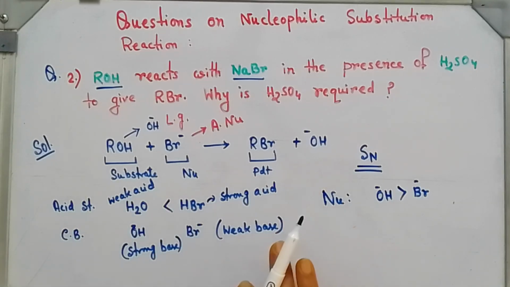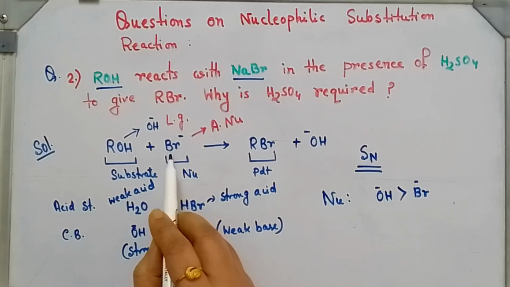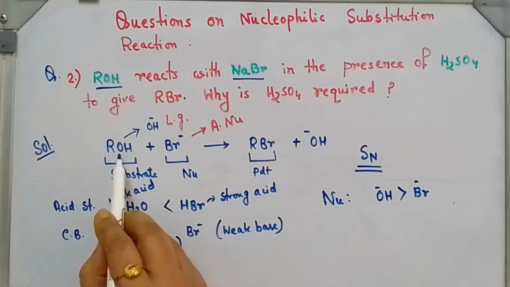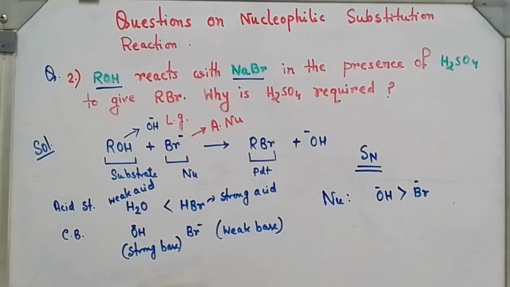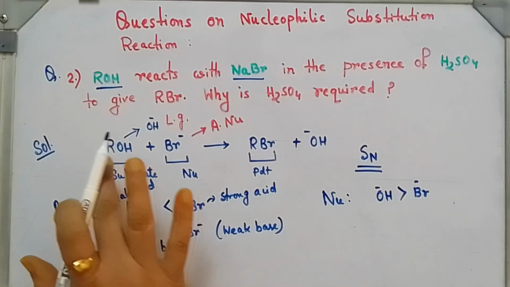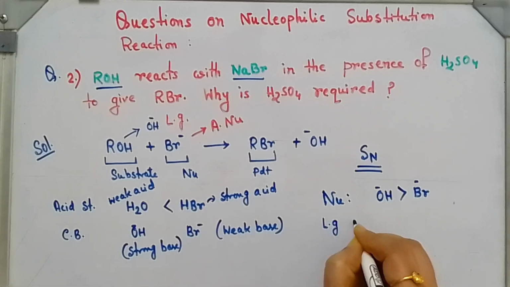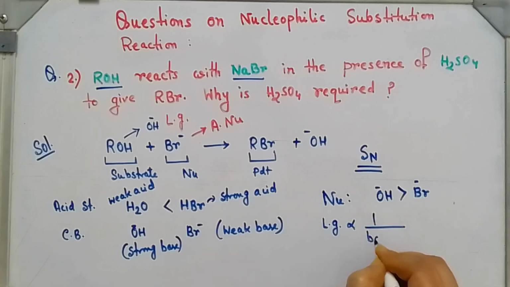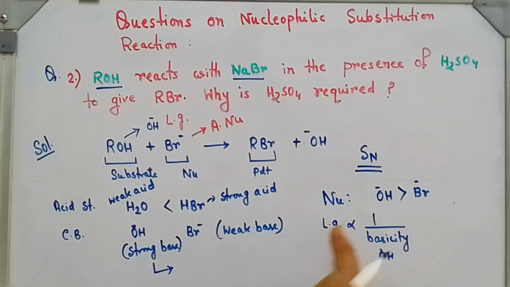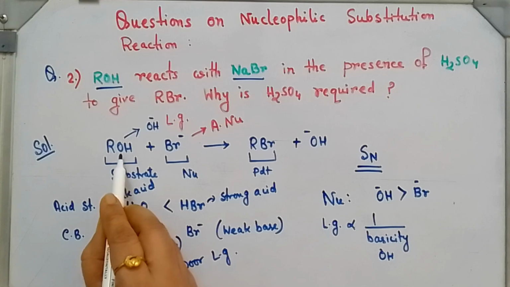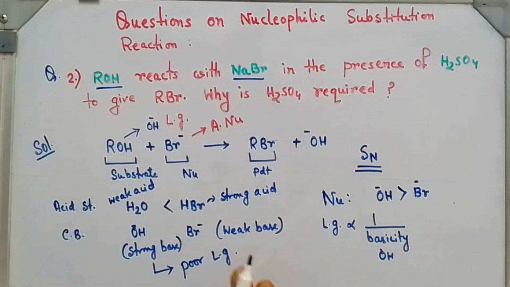So this substitution is possible only if the attacking nucleophile is much stronger than the leaving nucleophile, but here the leaving nucleophile is much stronger than the attacking nucleophile. So this reaction is not possible. Another thing we know, leaving group property and basicity are inversely proportional. Since OH minus is a stronger base, therefore it is a poor leaving group. If this is a poor leaving group, then the reaction is not possible.